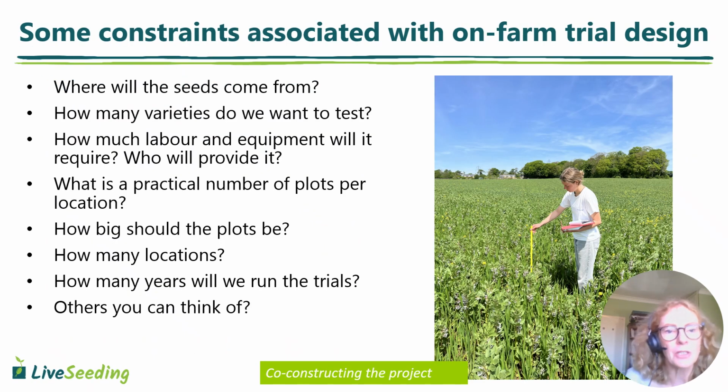And then what are some constraints? That's something else that's important to identify and that you might do in that same sort of meeting. After you've defined objectives, you might think about, wait a minute, where are we going to get the seeds from? Do we have access to all of these varieties we'd like to trial? How many do we want to test? What are our capabilities for running trials on farms? So how much labor and equipment is this going to take? Who's going to provide it?